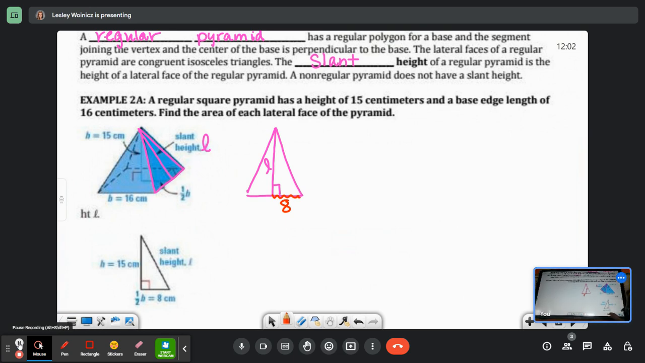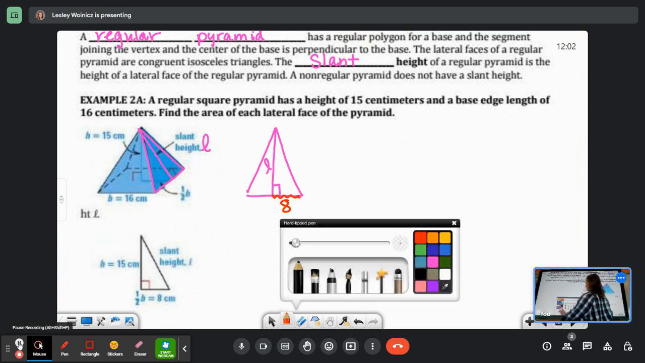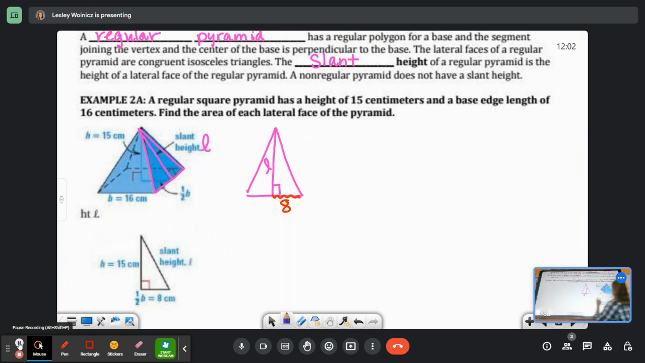What else do we know? Oh, yeah. Okay. There is another right triangle inside the pyramid. You guys see that one? It's this guy. Everybody see that one? Okay, we're going to draw that one here. On that one, the L is going to be the hypotenuse. Does everybody see that?